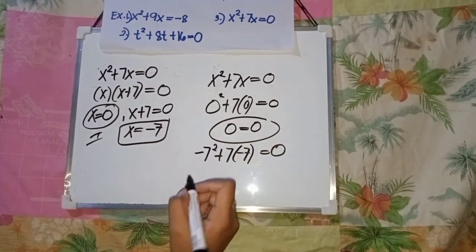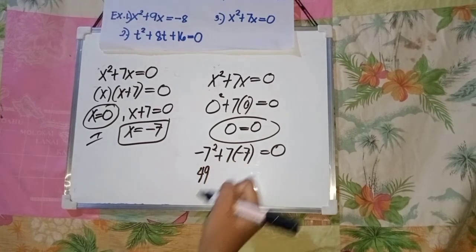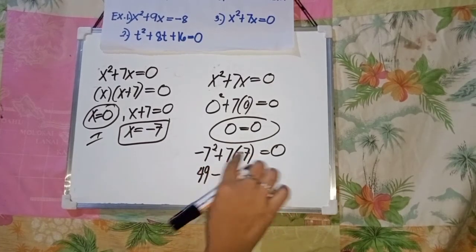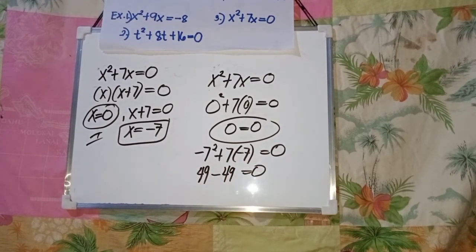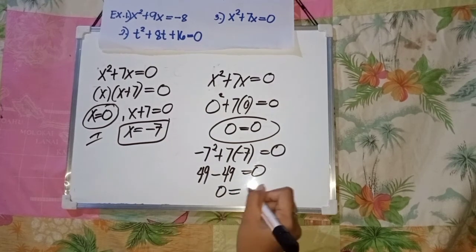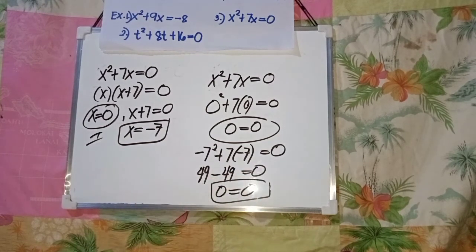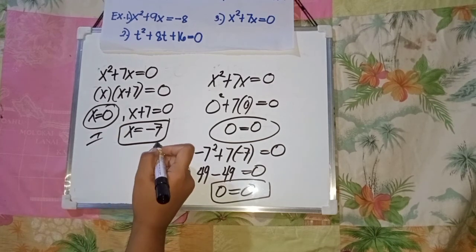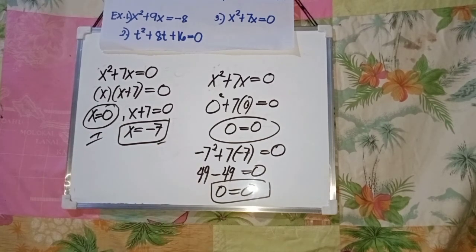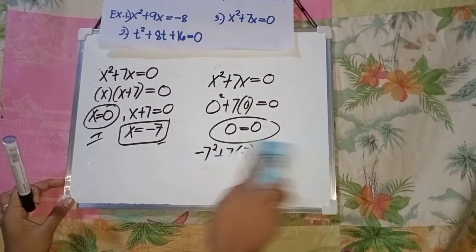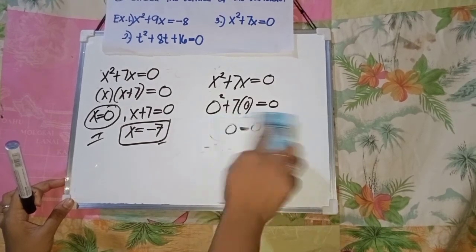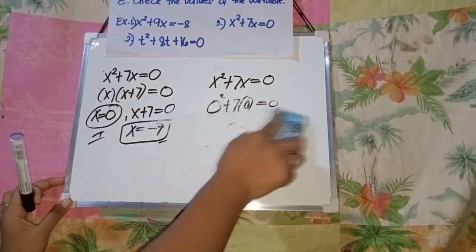So 7 squared is 49. Minus 7 times 7 again is 49, equals 0. 49 minus 49 is 0. So therefore, for x squared plus 7x is equal to 0, the values of x are 0 and negative 7. I hope you have learned about quadratic equation by factoring. That's all.